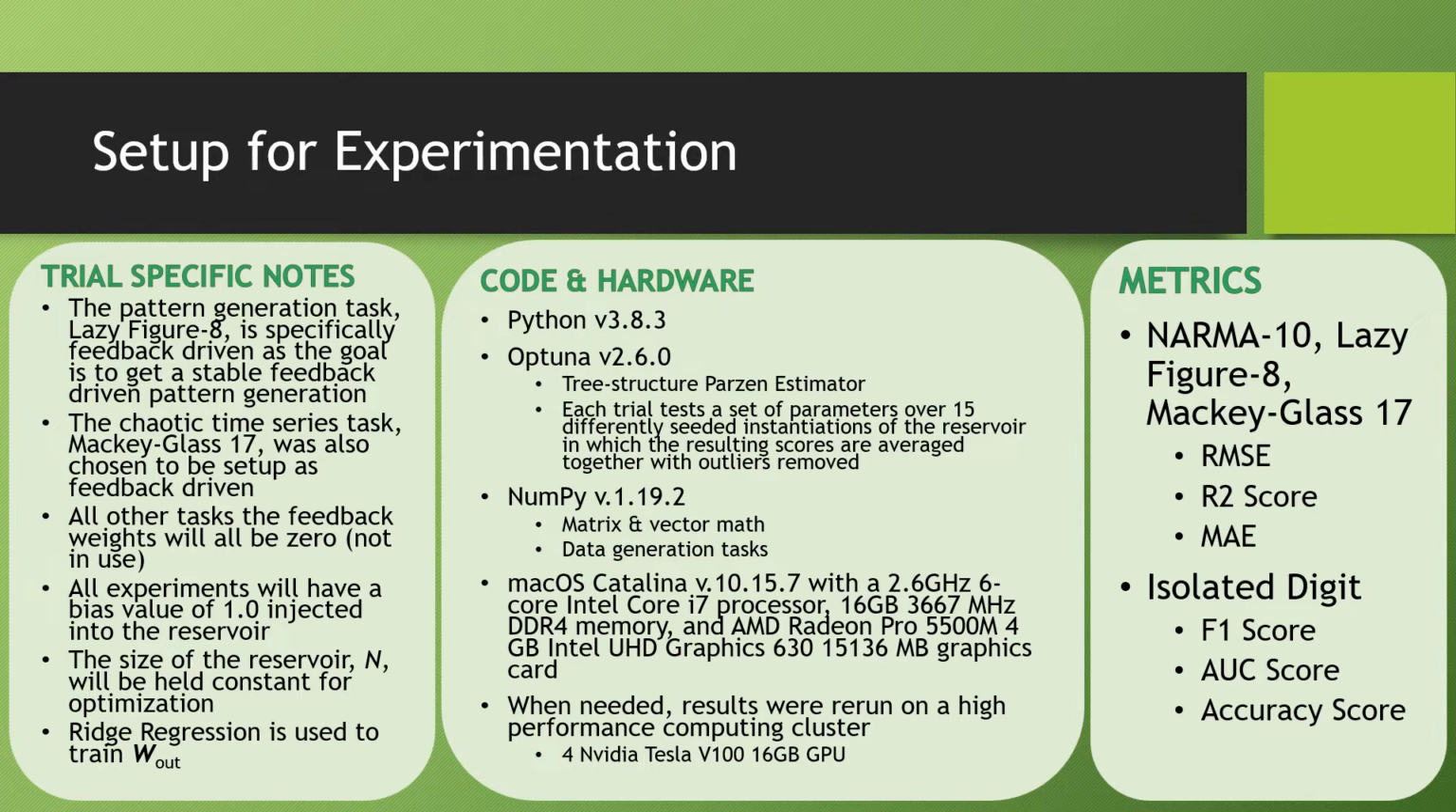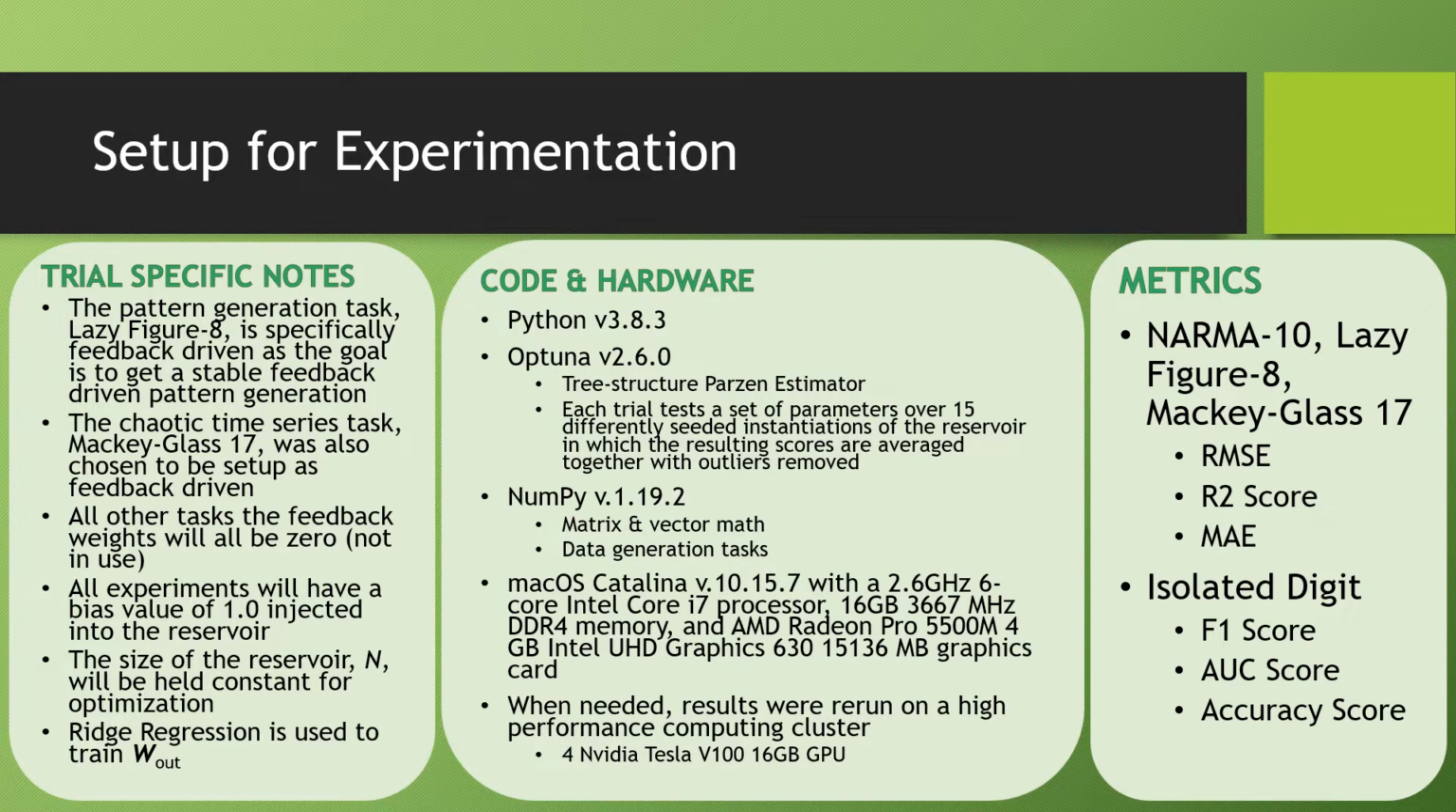Some trial-specific notes. We have already mentioned why lazy figure 8 and Mackey-Glass 17 are the only problems to use feedback. Feedback should only be used if it is necessary, like pattern generation, or if your goal is to have a model that produces predictions continuously based on its own output. It generally causes stability issues, so it can cause more harm than good when you use it for a problem that does not need it.